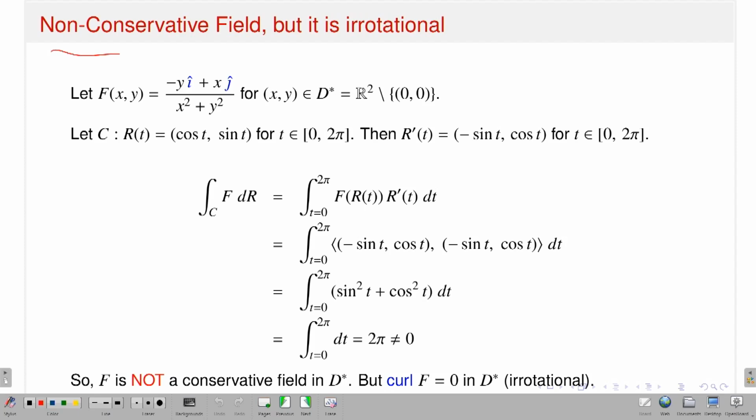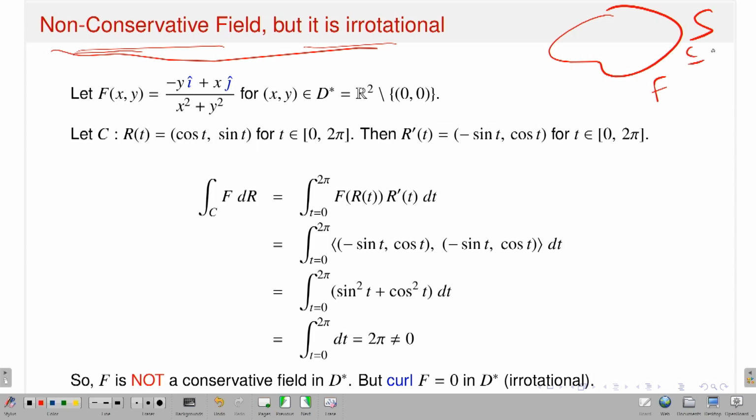Okay, now let's look at some examples, then it will be more clear. I think I already discussed this kind of thing. This is called a non-conservative field, but it is irrotational. Non-conservative means what? If you remember, there is a definition of conservative vector field. Suppose I have a vector field in some domain S, a subset of R2.